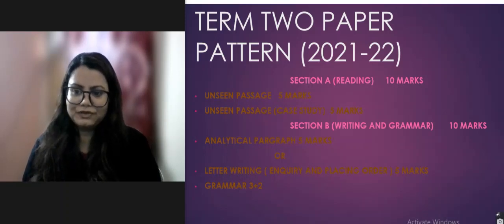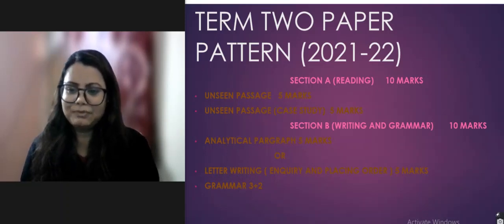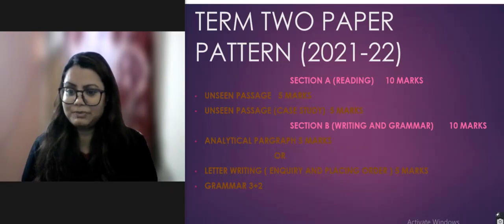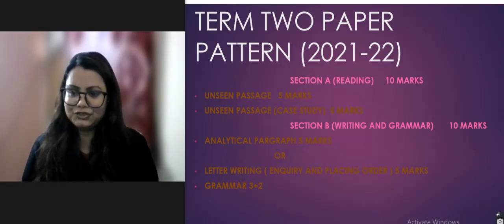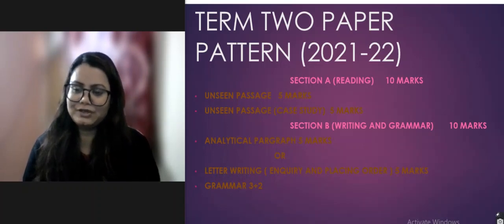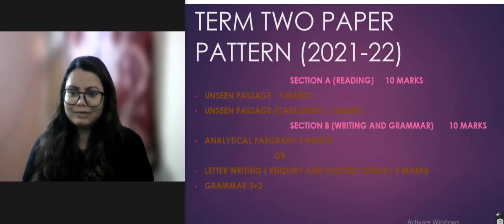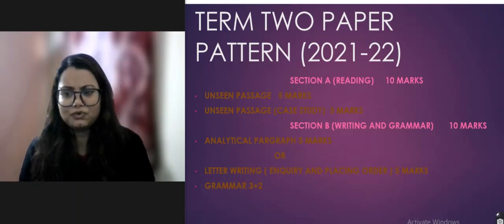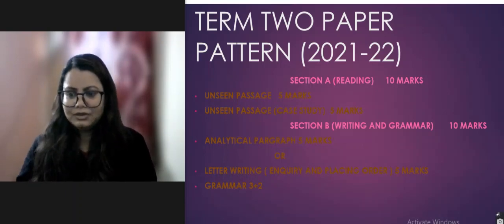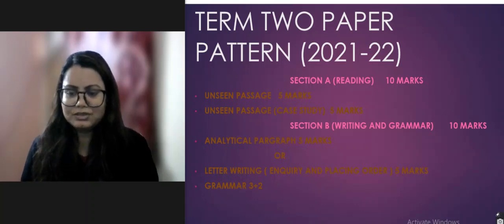Welcome dear students. Today we are here to discuss the new question paper pattern, which is the term 2 question paper pattern of CBSE of class 10 of the subject English, and the year is 2021-22.